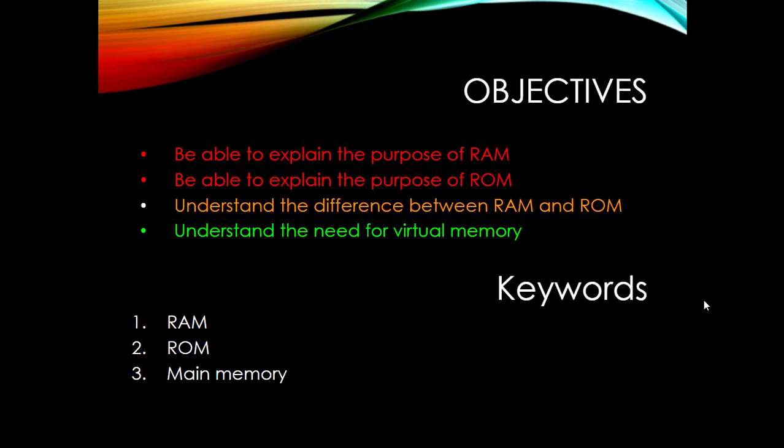Okay, today's objectives are to be able to explain the purpose of RAM. So what do we use RAM for? Explain the purpose of ROM. What is ROM and what do we use it for? Understand the difference between RAM and ROM, and understand why we will need virtual memory. There are some key words that you need to be aware of. They are RAM, ROM and main memory.